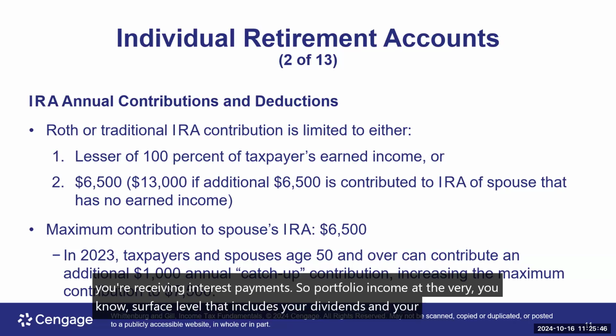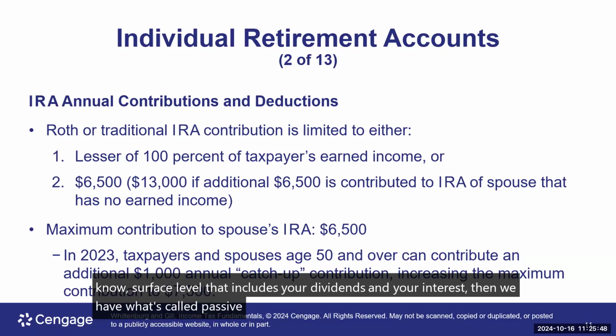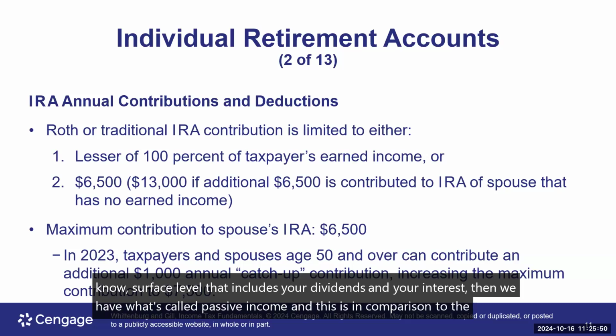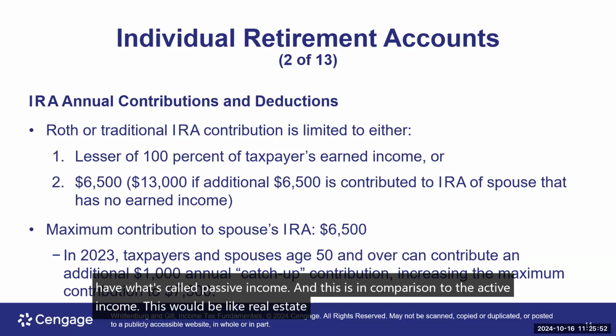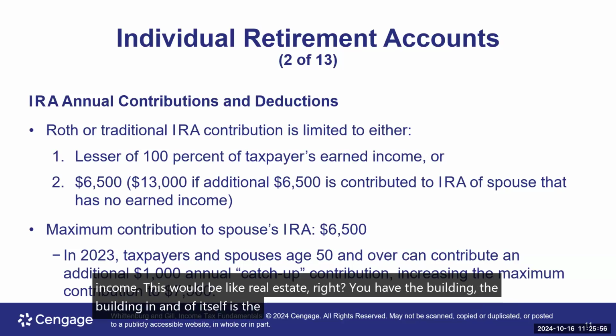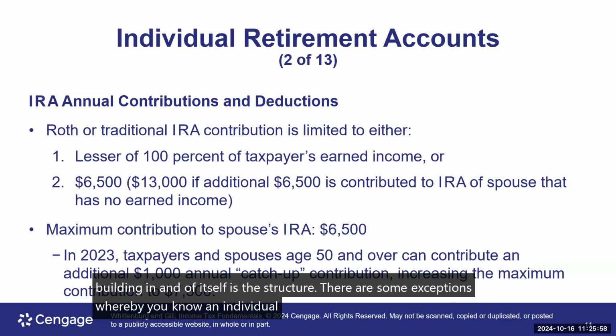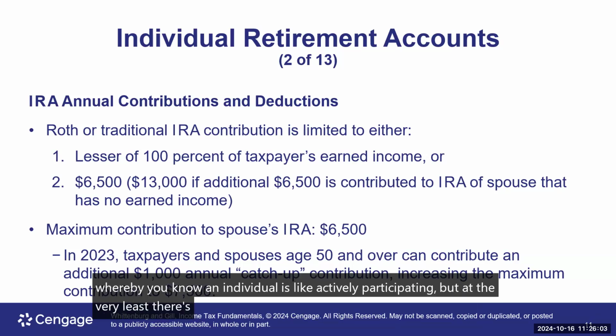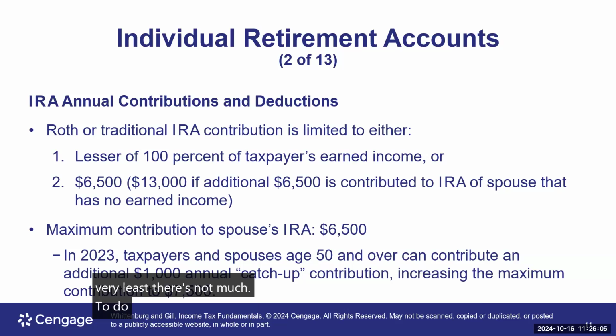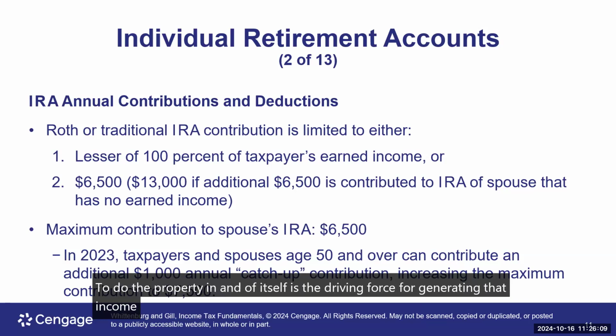Then we have what's called passive income, and this is in comparison to active income. This would be like real estate, right? The building in and of itself is the structure. There are some exceptions whereby an individual is actively participating, but at the very least, there's not much you need to do. The property in and of itself is the driving force for generating that income. So that is an example of passive income.